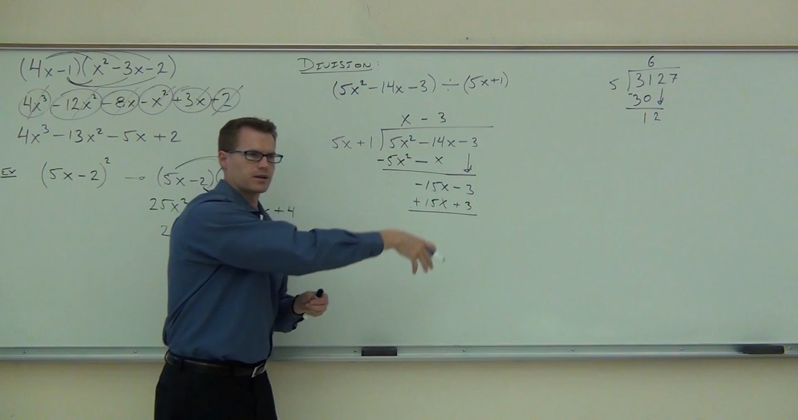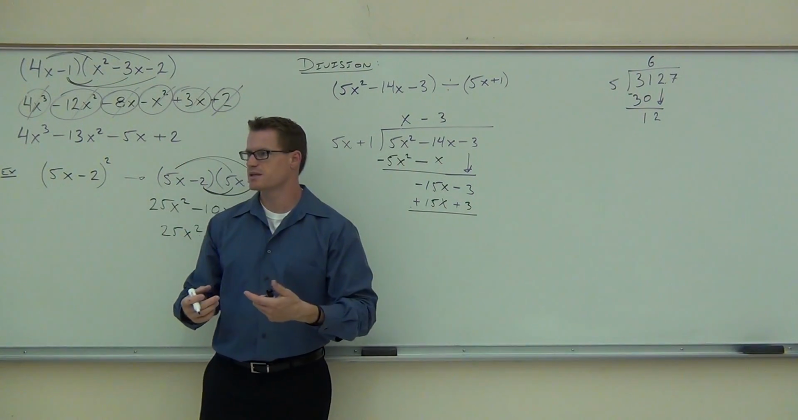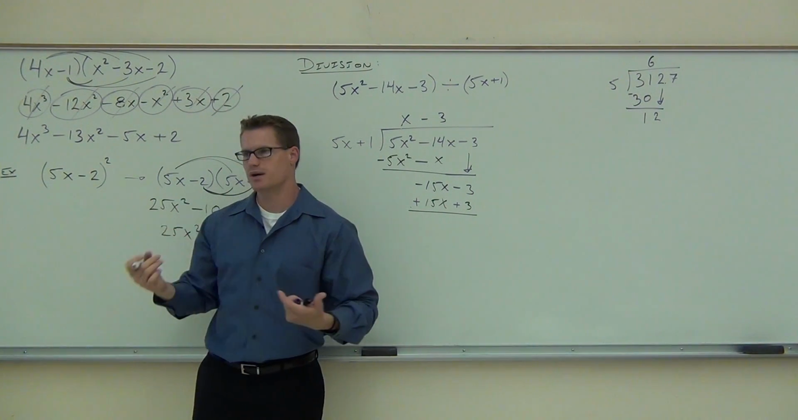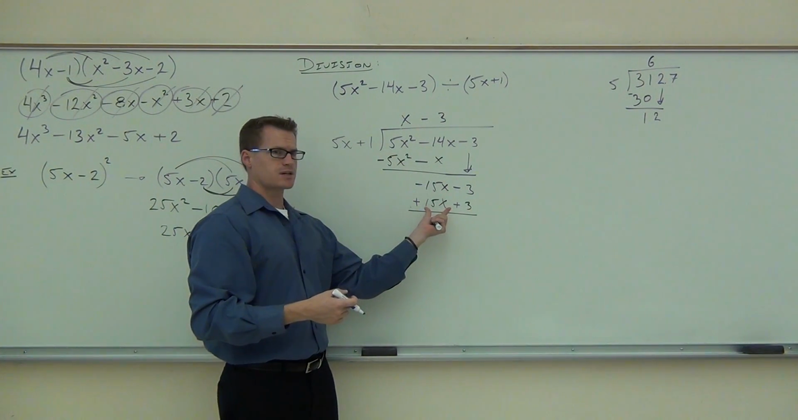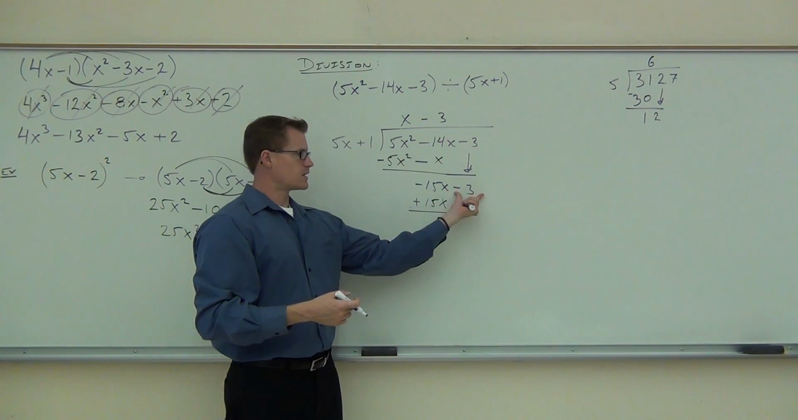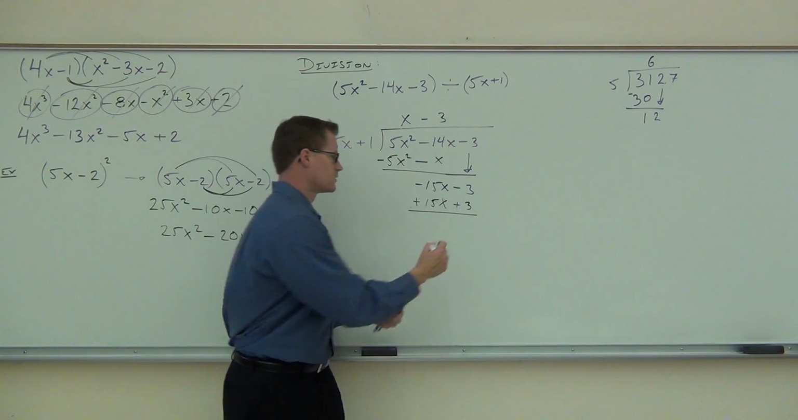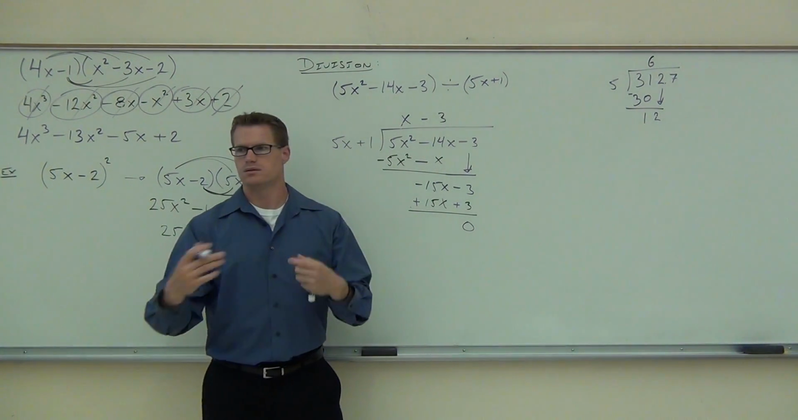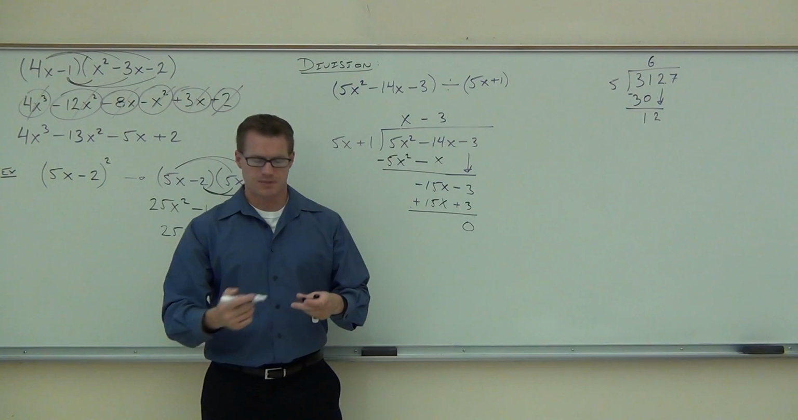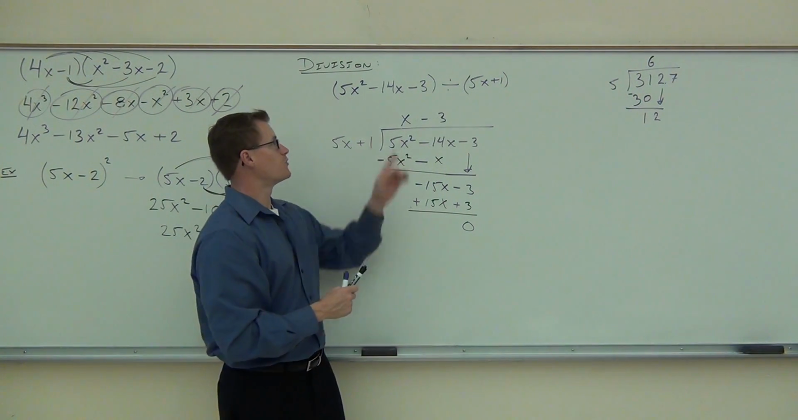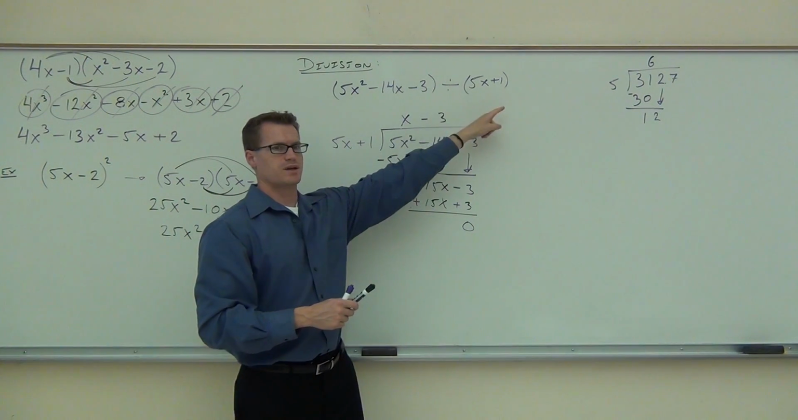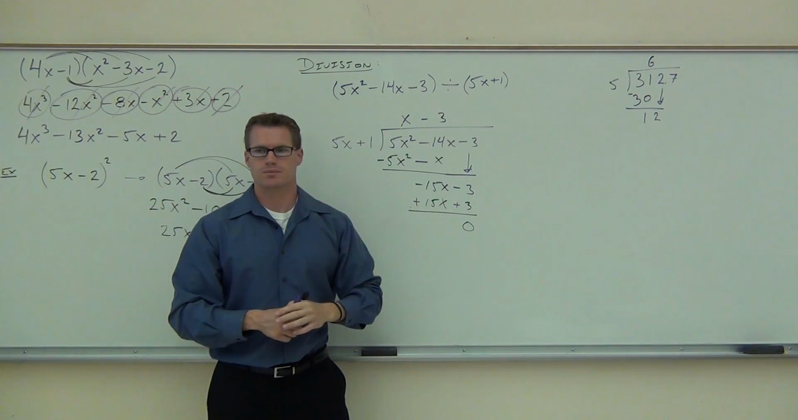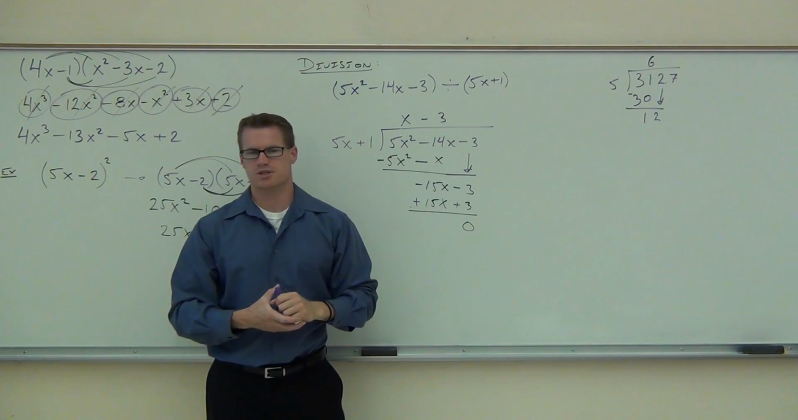And now we just combine like terms. We've changed both those signs. That way it's way easy just to go down, combine like terms. So let's combine like terms. -15x, +15x is 0, -3, +3? 0. No remainder. It divided evenly. All right. This is one of those ones where we could have factored this, and this would be a factor within that polynomial. That's the idea there. You're going to see that in chapter 7.